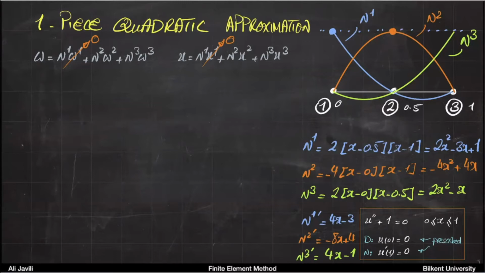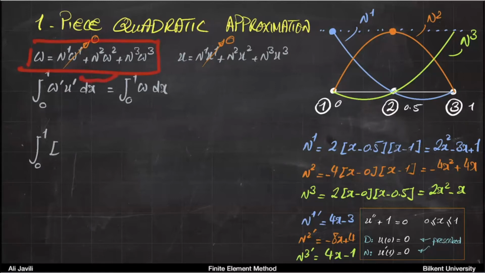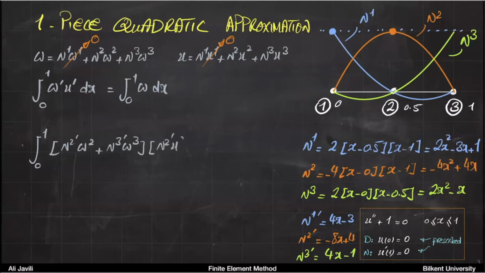The weak form, remember, is simply the integral of W prime U prime dx from 0 to 1 equals the integral of W dx from 0 to 1. So all we need to do is to insert those into this. So here you have W, you calculate W prime, and I'm going to insert it here. So if W is N2 W2 plus N3 W3, then W prime is N2 prime W2 plus N3 prime W3, times the same thing for U, N2 prime U2 plus N3 prime U3, dx.